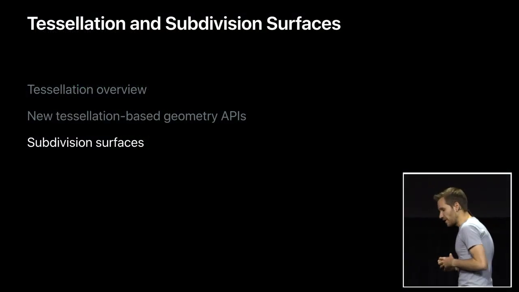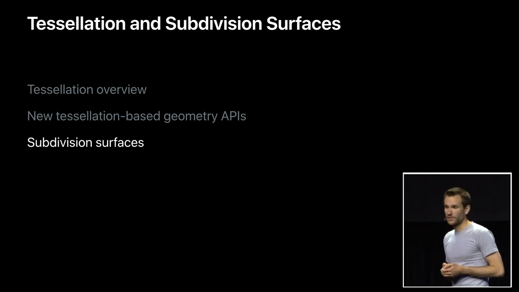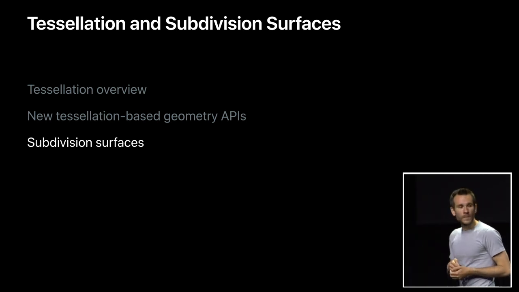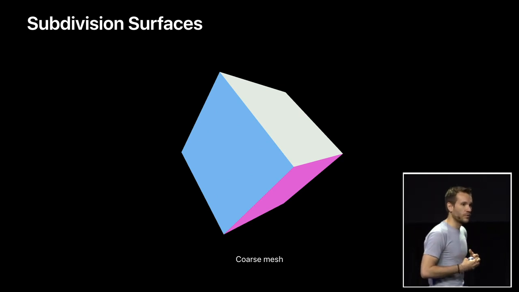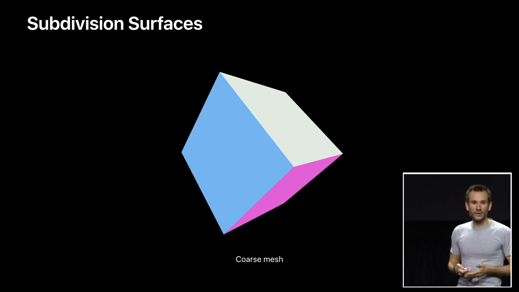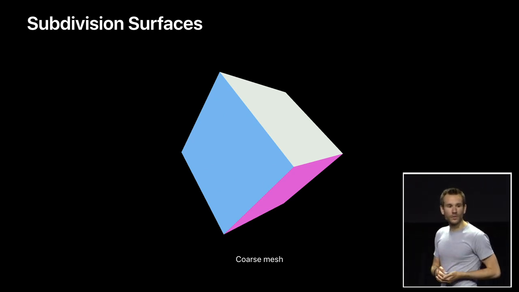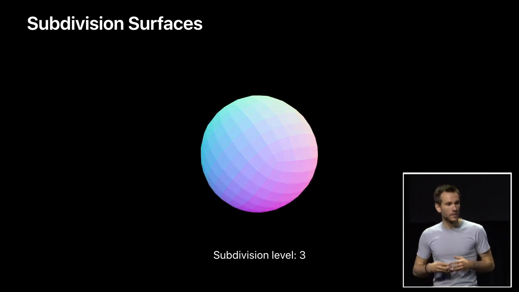So that's it for tessellation and tessellation-based effects. Now let's have a look at subdivision surfaces. So you might already have heard about subdivision surfaces and Catmull-Clark subdivision. It's a standardized algorithm that starts with a coarse mesh and that iteratively refines it.